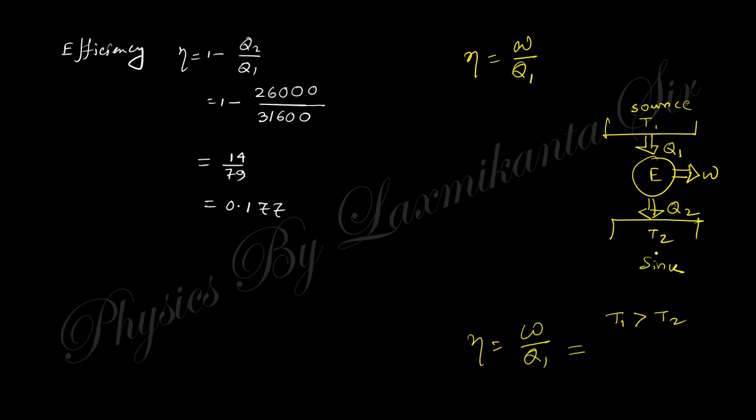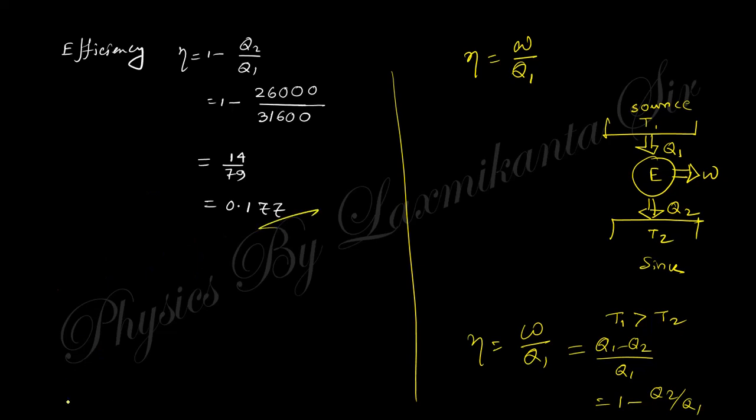So this W is nothing but Q1 minus Q2. Here you can see Q1 is used as work done plus Q2. So W equals Q1 minus Q2. So this is 1 minus Q2 by Q1. So you just put this expression in this equation, and you can easily find out the efficiency of this engine.